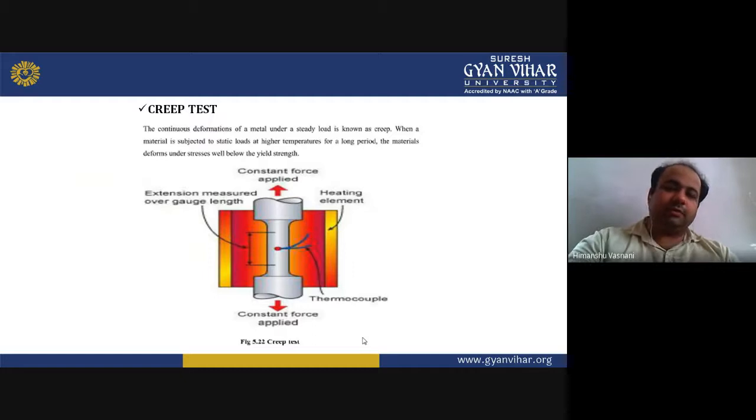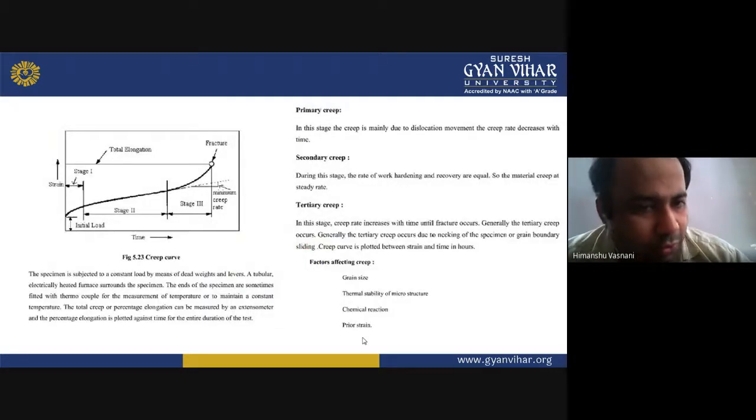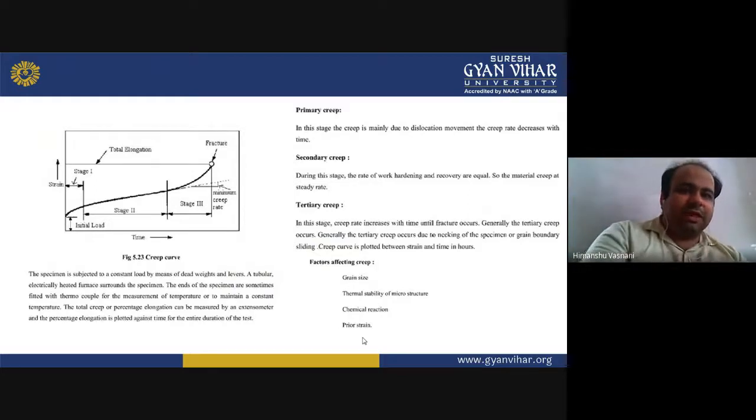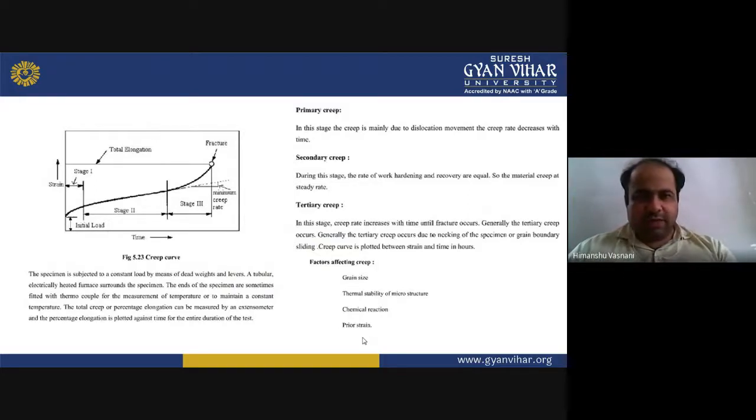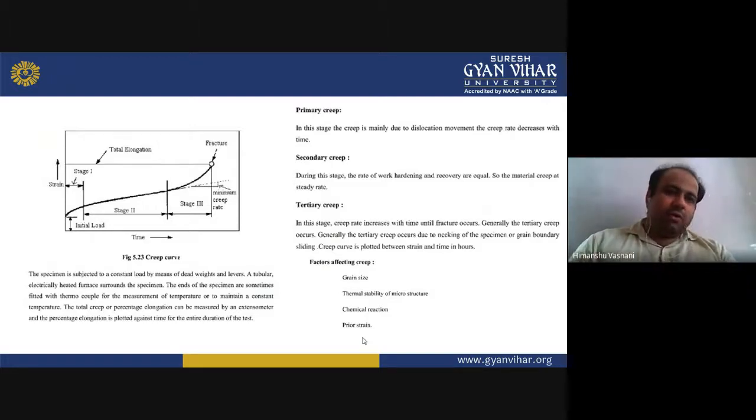Now here you can see a creep curve shown to you, in which there are three stages before the fracture. On the vertical axis you have strain, and on the horizontal axis you have time. The initial load is depicted on the graph, and then you can see the total elongation that happened in the three stages. Here everything is divided into three stages: stage one, stage two, and stage three, like this: primary creep, secondary creep, and tertiary creep.